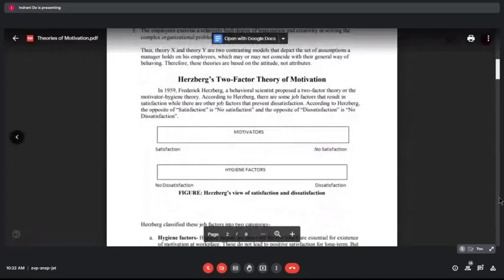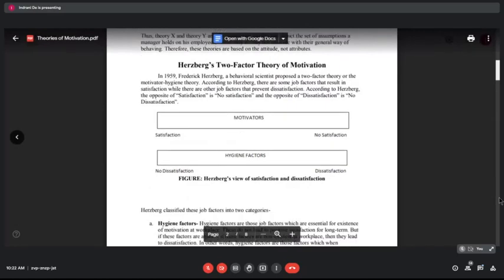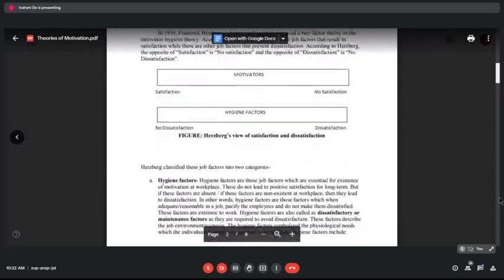Now we will talk about Herzberg's two-factor theory of motivation. Now, what is this? In the case of Herzberg's two-factor theory of motivation, we have two things. One is motivators, another is hygiene factors.